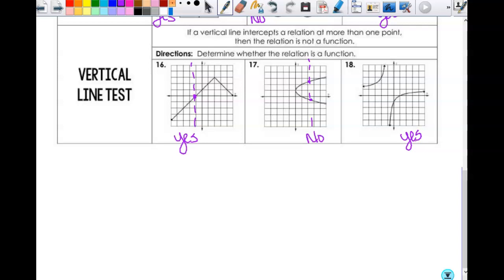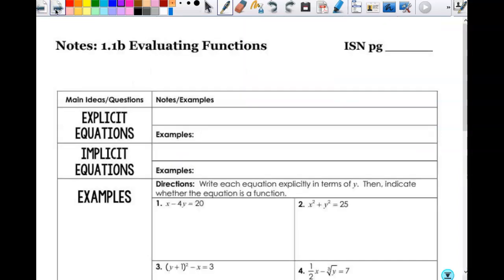Okay, grab your other piece of paper. We're going to do some of this too. This is going on page 14 when we're done.